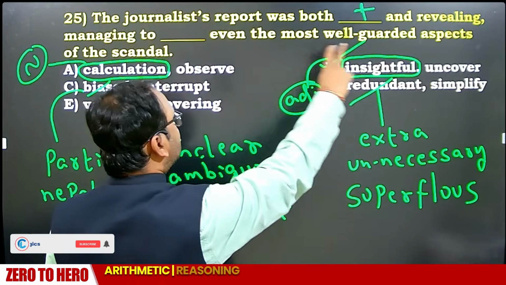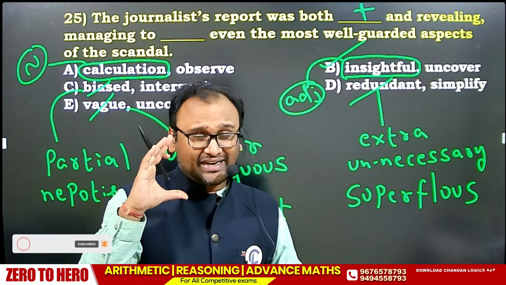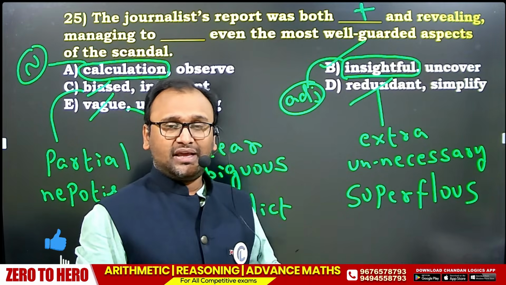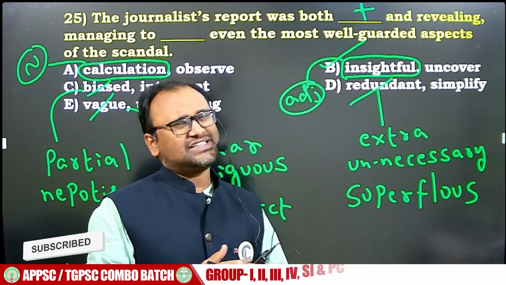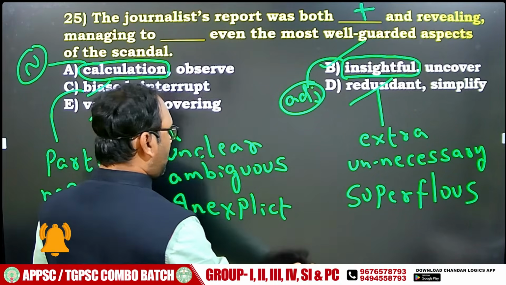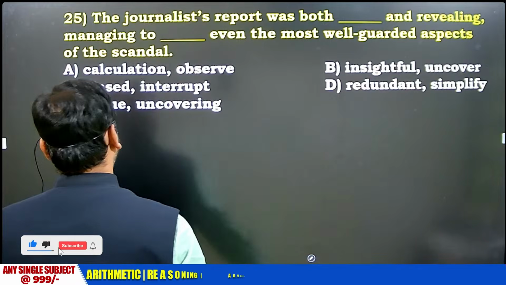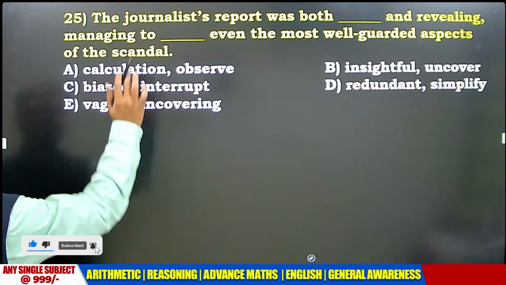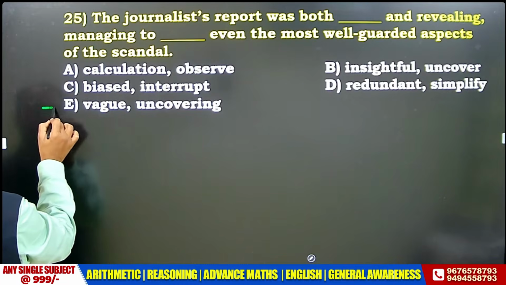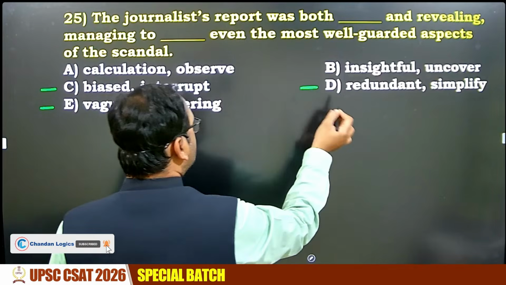You read the sentence, understand the meaning of the sentence, understand what he is trying to say, then look at the options. It is one procedure, but I don't suggest it. I always suggest you go for shortcuts. Don't see the question first of all. Look at the options first of all. Vague is a negative word. Biased is a negative word. Redundant is a negative word.